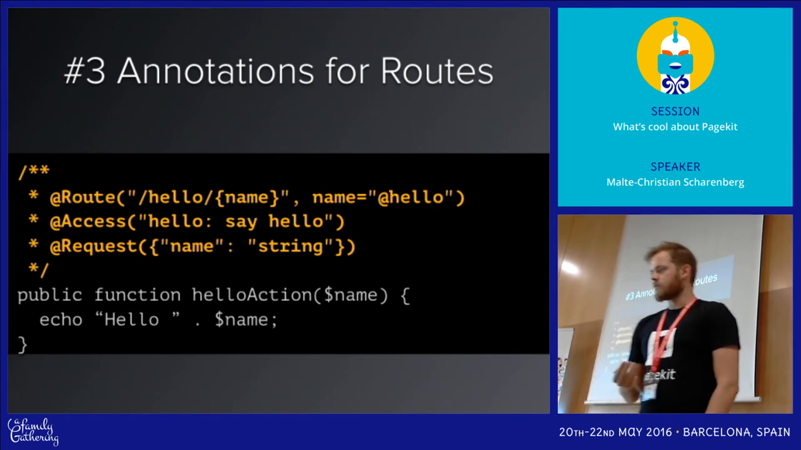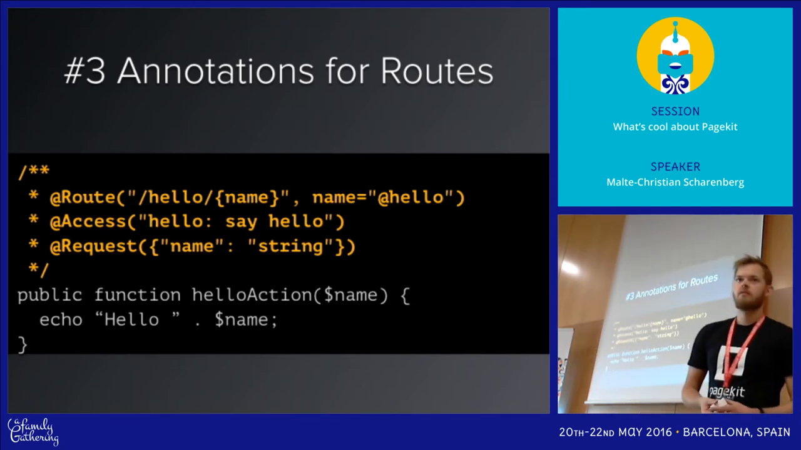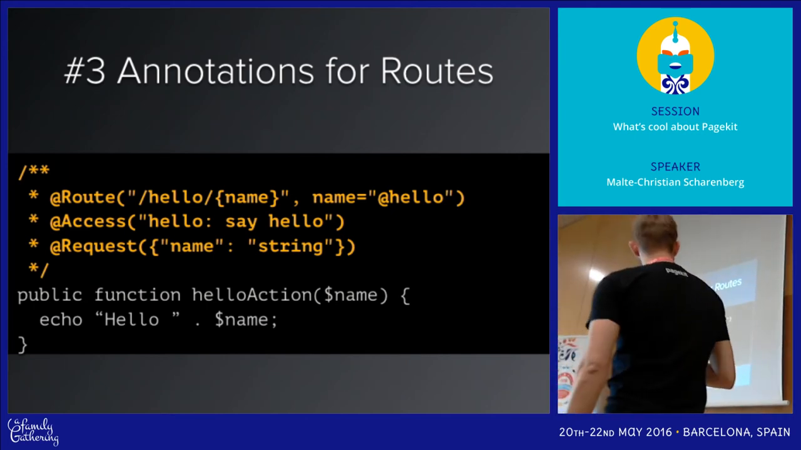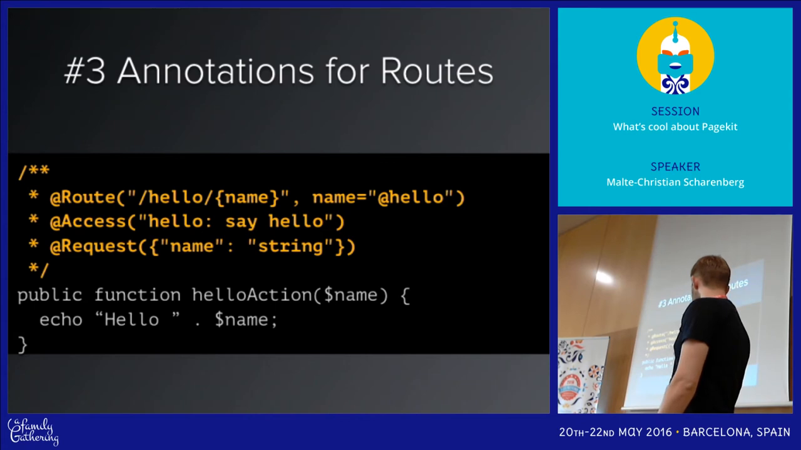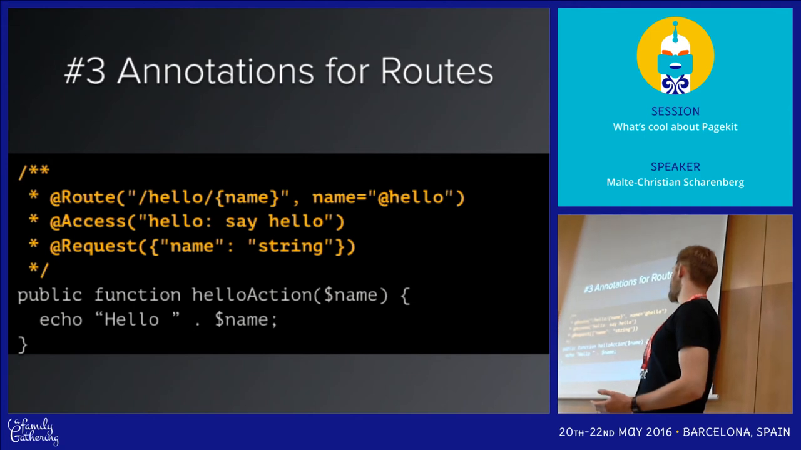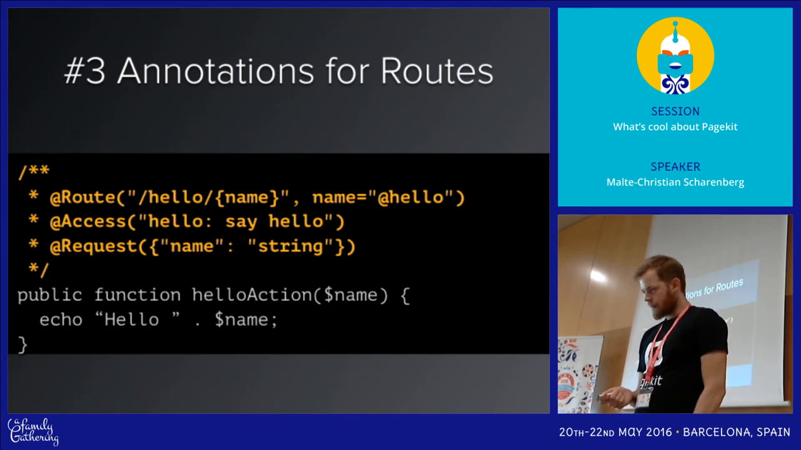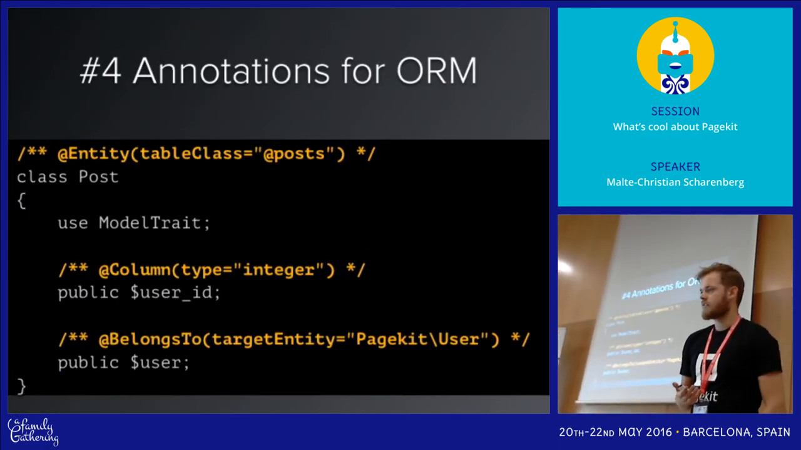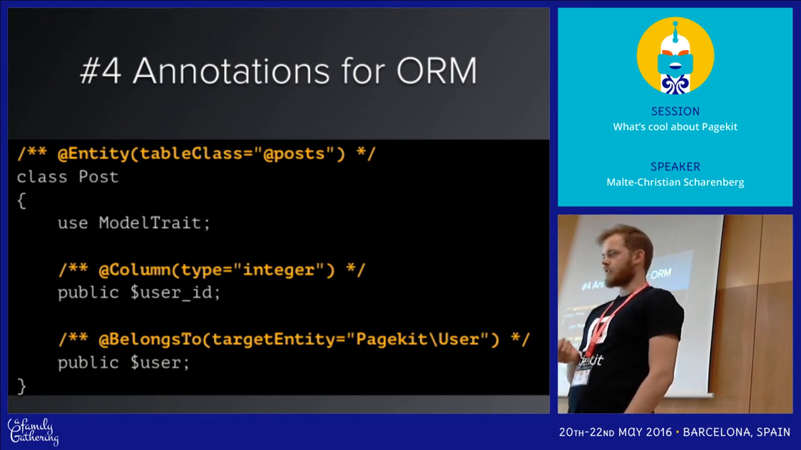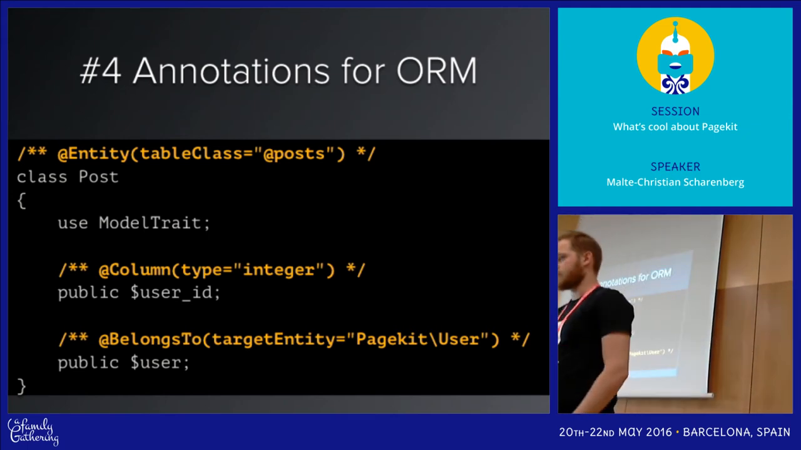new actions straightforward. So this slide shows an example hello action with configuration, and the route should be at hello and some name. This is then the argument which will be passed to the action, and some access restrictions, so not everybody is allowed to say hello to this action. For advanced developers, Pagekit has lots of annotations for its ORM system available as well. So you can define database columns, relations between tables, and much more via annotation.